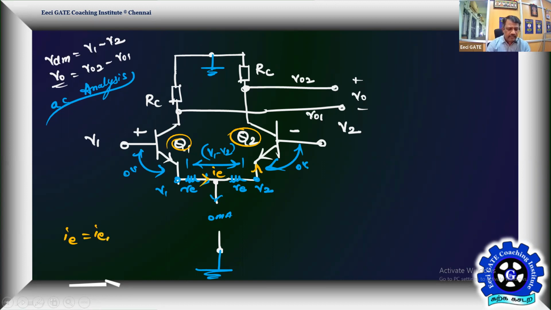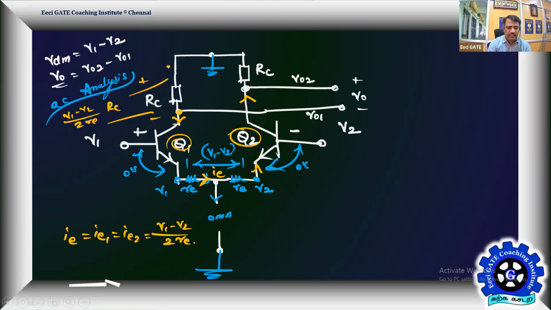So IE1 is equal to IE2, that is equal to (V1 minus V2) divided by 2 times small re, you will get. So this current is this way, this current is going to be up here, this current is going to be down here. So then it is going to create a potential across this. What's the potential it is going to create across this? It's (V1 minus V2) divided by 2 times small re, into RC.